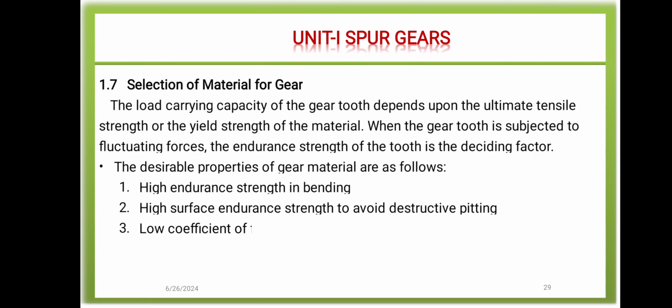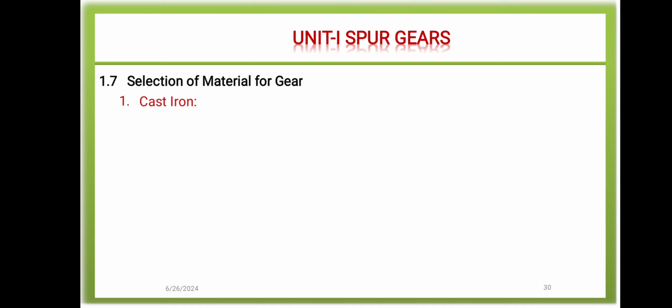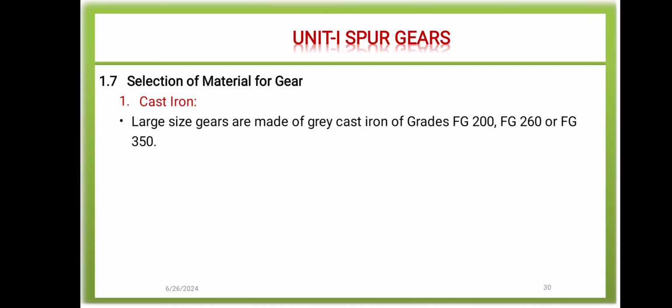Selection of the material for the gear, as we discussed, must comprise high endurance strength in bending, then high surface endurance strength to avoid destructive pitting, then a low coefficient of friction to avoid scoring, then consistent thermal extraction. The different materials suggested for the manufacturing of gears are cast iron, which is easily available.